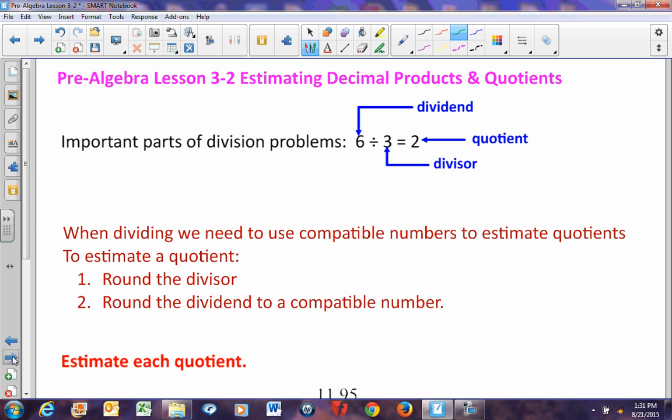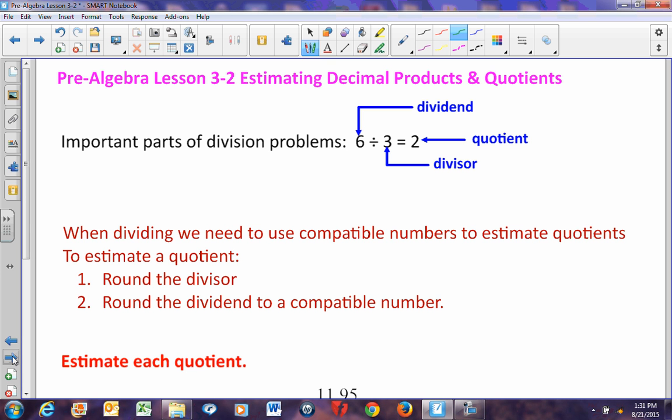All right, let's look at the parts of the division problem. I have 6 divided by 3 equals 2. 6 is my dividend, 3 is my divisor, and 2 is my quotient. It's important to know these, because when you divide, you need to use compatible numbers to estimate the quotients, which is the answer to the division problem.